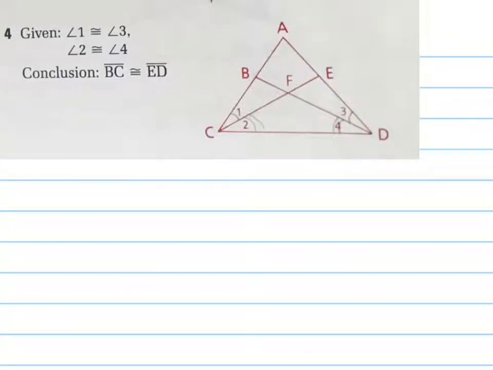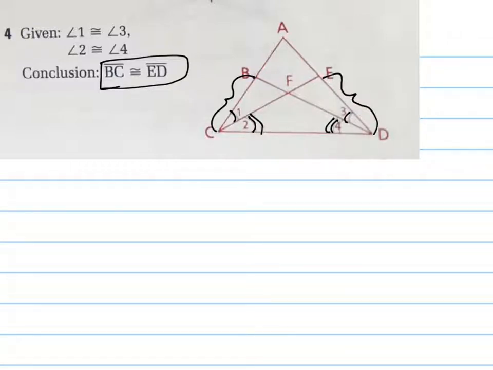All right, they're giving us that angles 1 and 3 are equal to each other, and also angles 2 and 4 are equal to each other. And they want us to conclude that BC is congruent to ED.